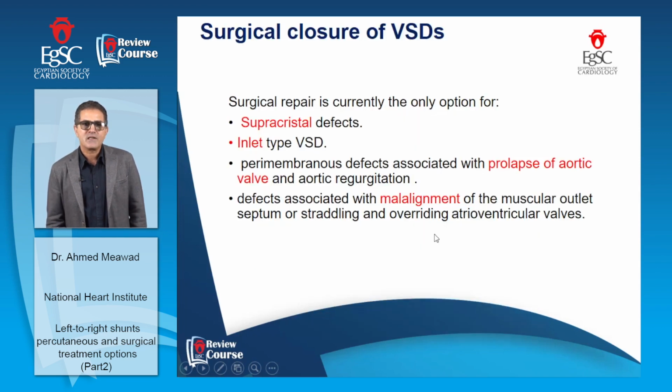Surgical repair is currently the only option for supracrystal or subpulmonic defects, inlet type VSD, perimembranous defects associated with prolapse of the aortic valve and aortic regurgitation, defects associated with malalignment of the muscular outlet septum, or straddling and overriding AV valves.